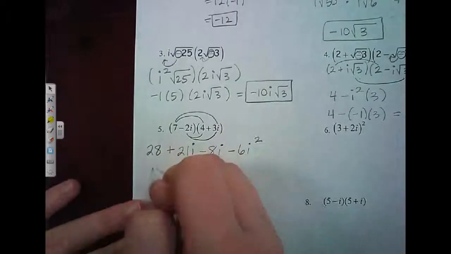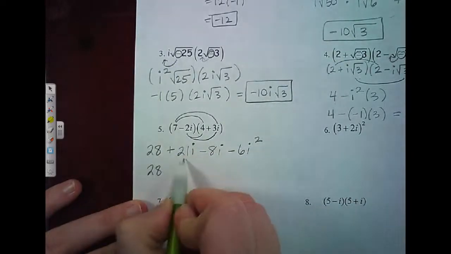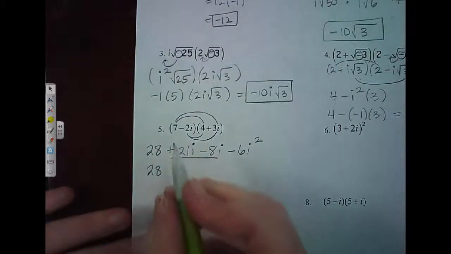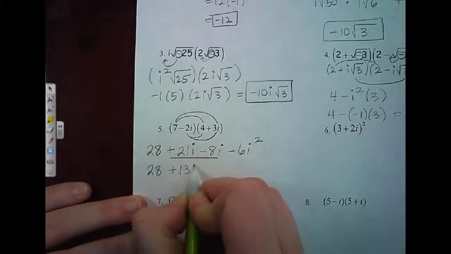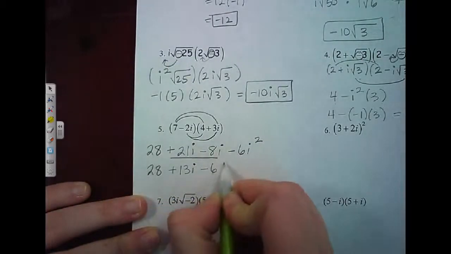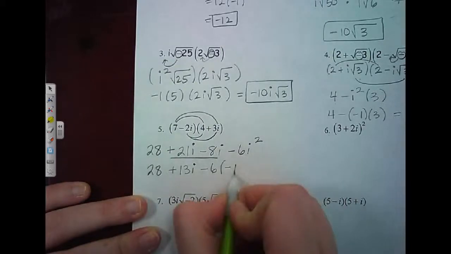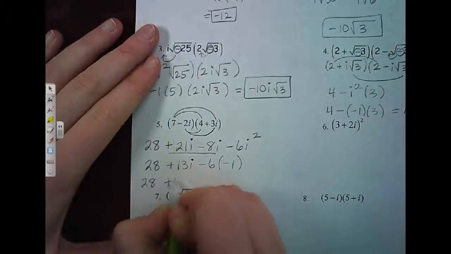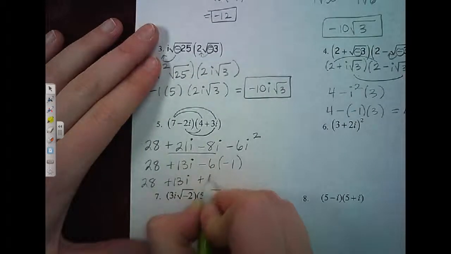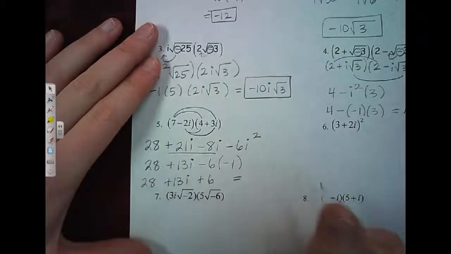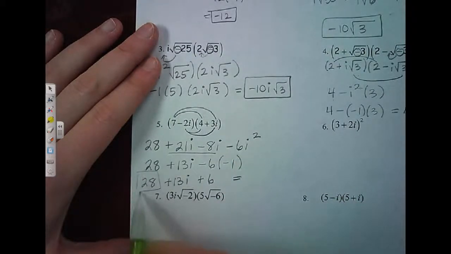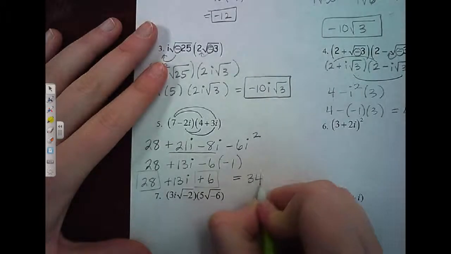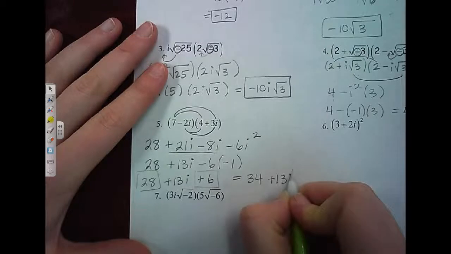Okay, so let's combine like terms. 28, we have 21 minus 8, so positive 13i, minus 6 i squared, and i squared is equal to negative 1. So now I have 28 plus 13i plus 6, I can combine like terms. 28 plus 6 is 34 plus 13i.